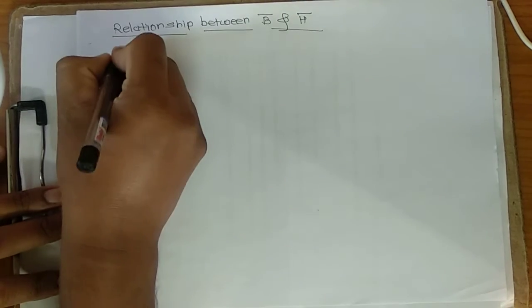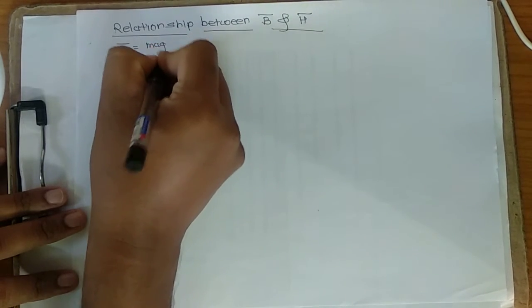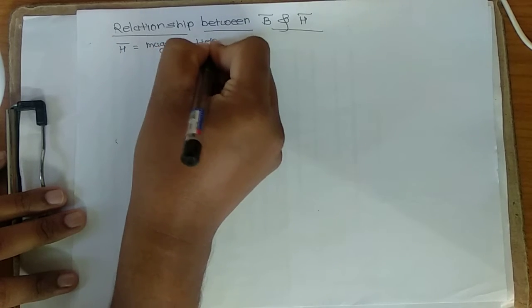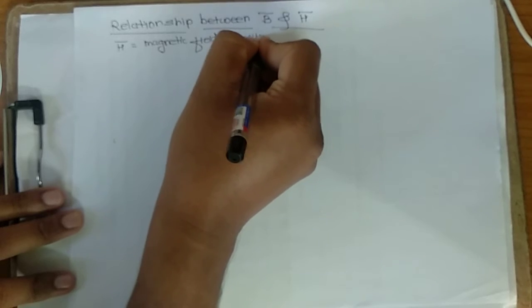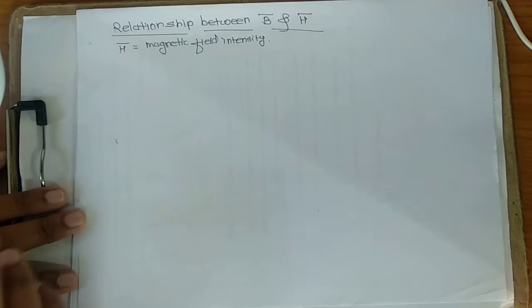Now we know what H bar is. H bar is the magnetic field intensity, which we have calculated up till now by using Biot-Savart's law.